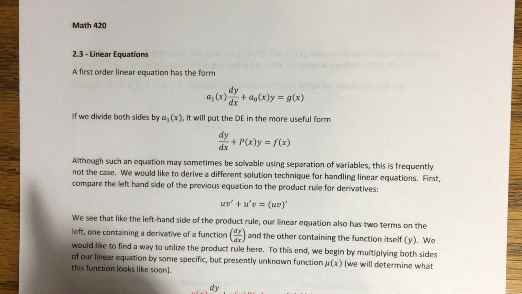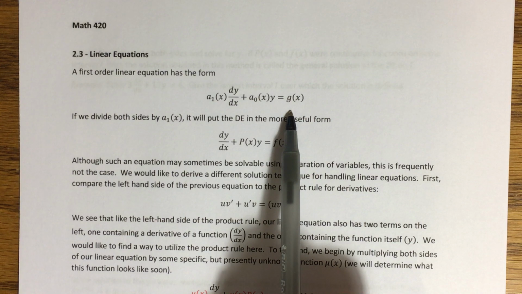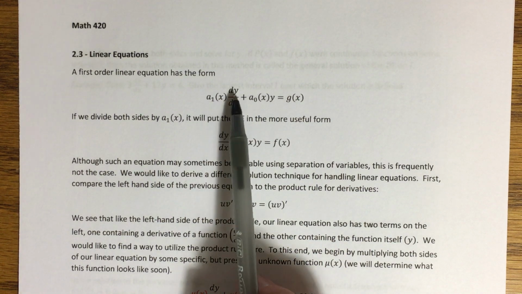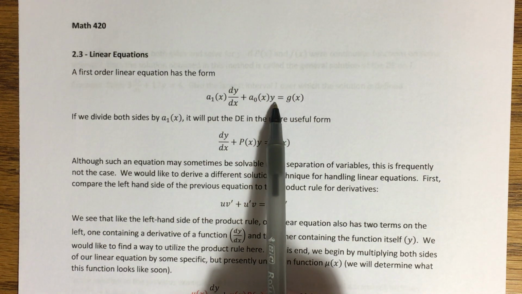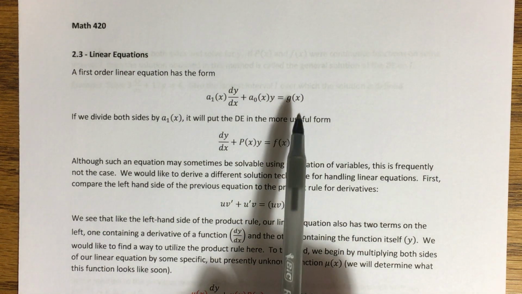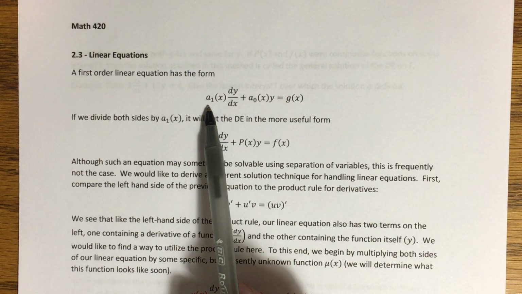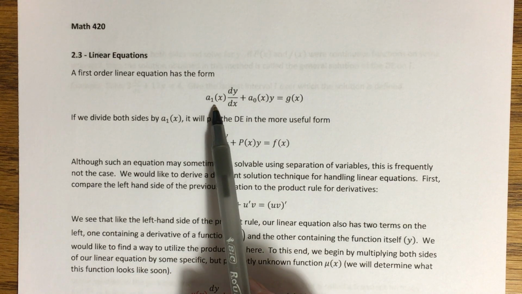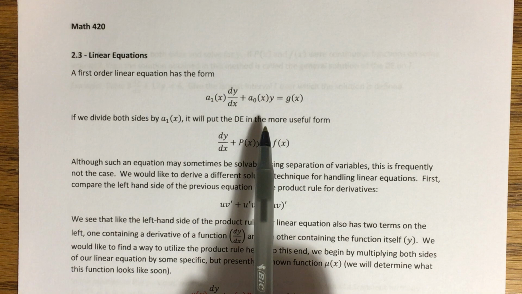So just as a reminder, a first order linear equation is a differential equation that takes this form: some function of x times dy/dx plus some potentially other function of x times y equals a function of x. In order to come up with a solution method, we're going to put this in a slightly different form. We're going to divide everything by this a1 of x so that this dy/dx has no coefficient on it.